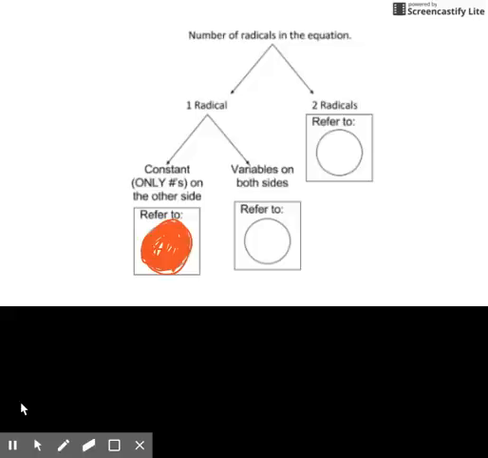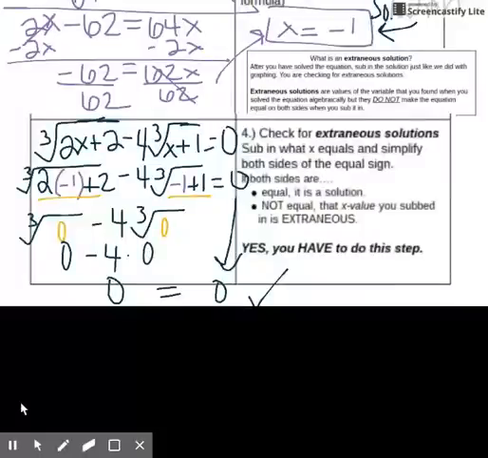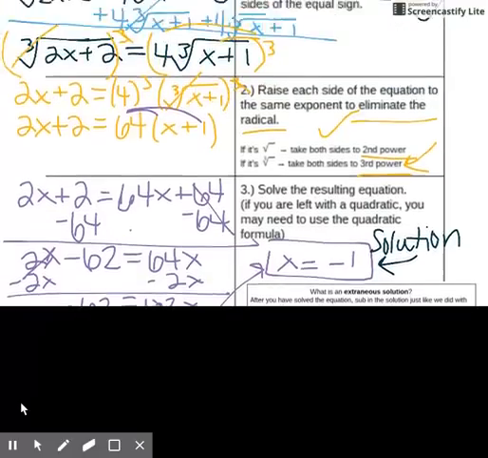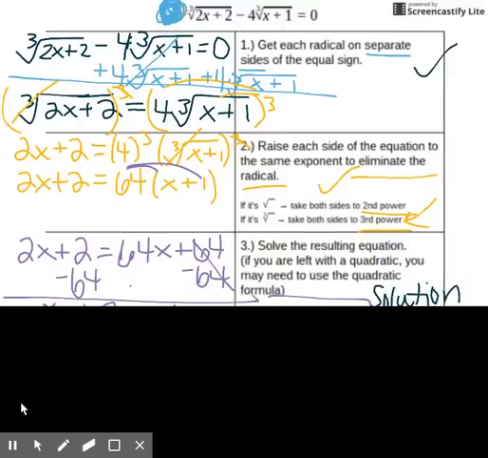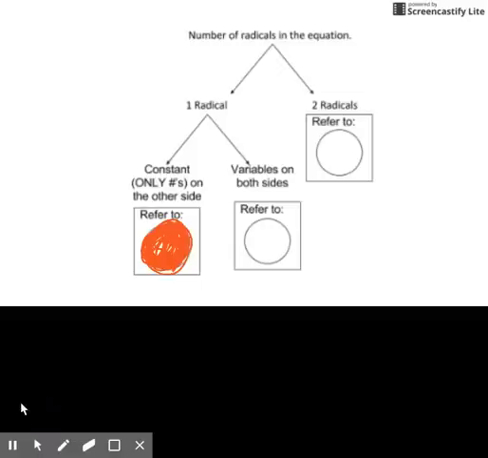So I want you to go back to the front. We had the red, and now we're going to add in our blue. So first we need to look how many radicals we had. So there are 2 radicals in this problem. So we're going to go to the 2 radicals, and anytime you got 2 radicals, you're going to refer to the blue problem. Okay?